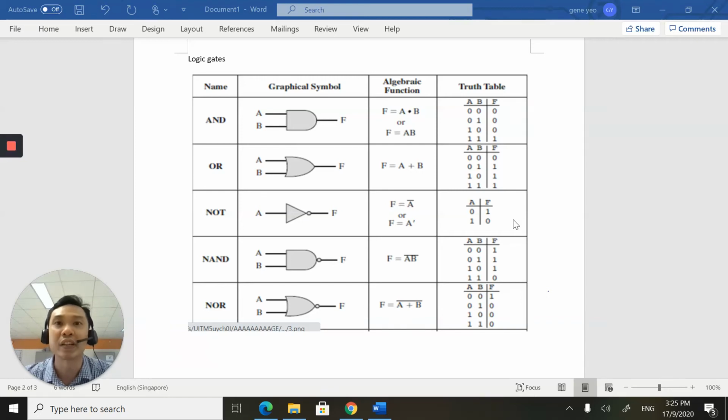Okay, so welcome back to video 2 of the lecture series on logic gates. In the previous video, I taught you what logic gates are and how to draw the truth table. Now I'm going to introduce you the logic gates themselves.